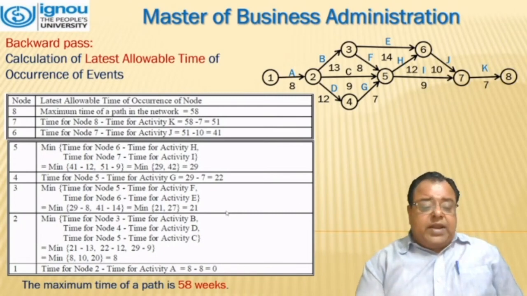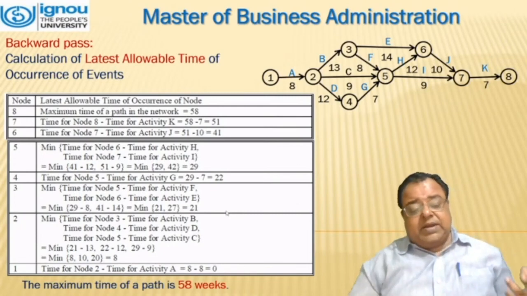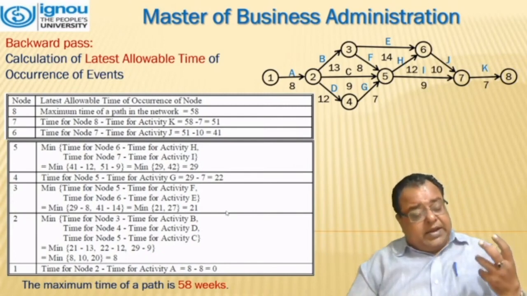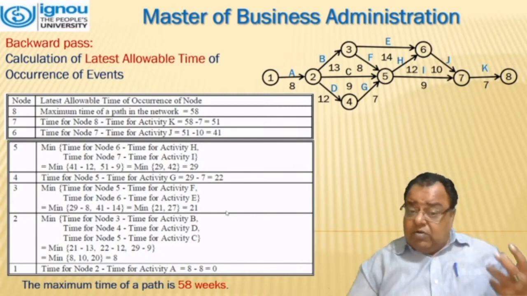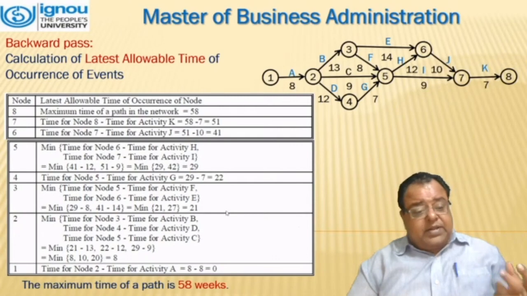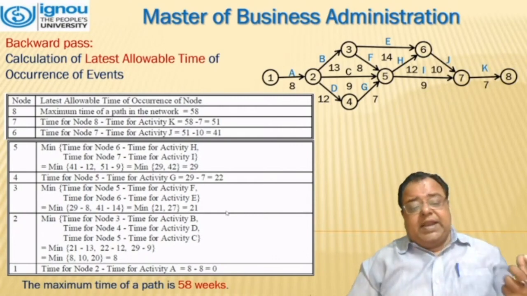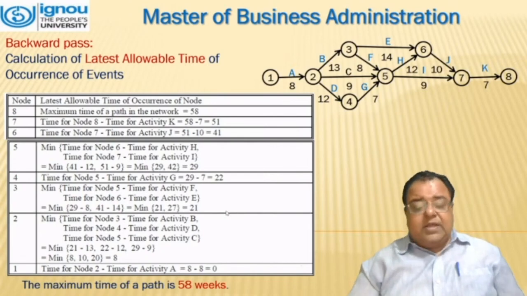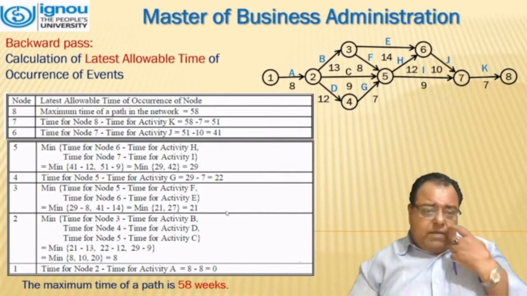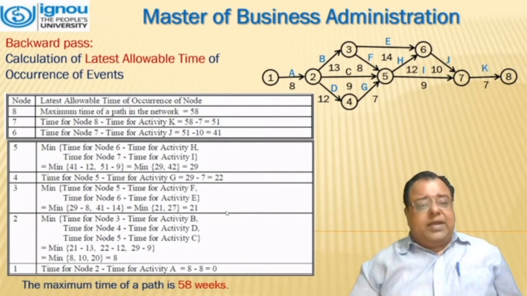So we will be calculating all these three numbers. We get 8, 10, and 20. We have to consider only the minimum one, that is 8. And for node 1, it is 8 minus 8, which is 0. That means here we can see that our calculation, what we have done, is correct.